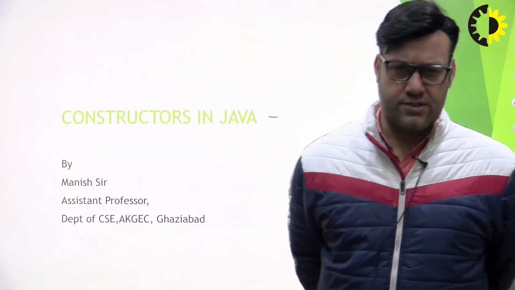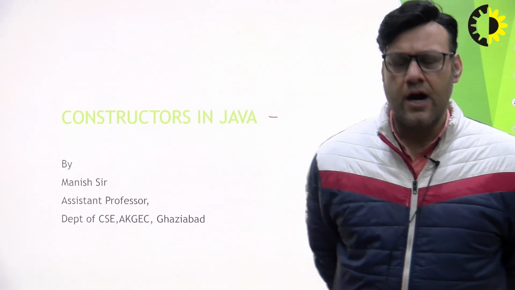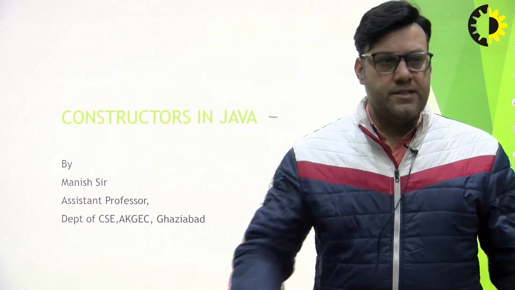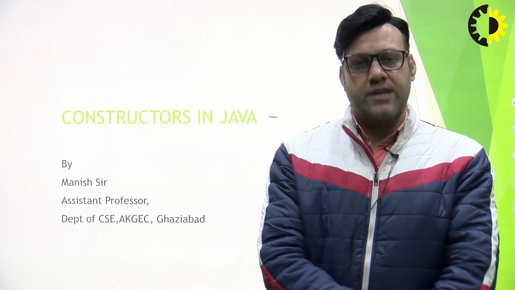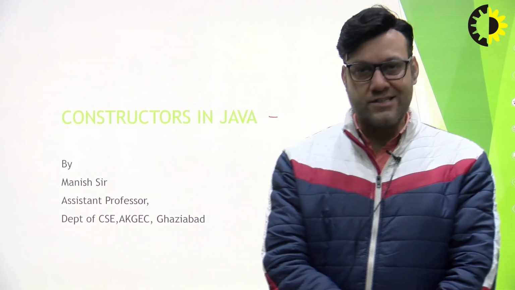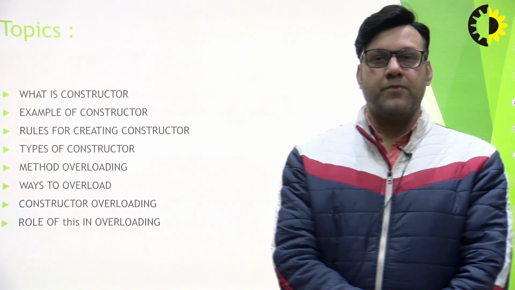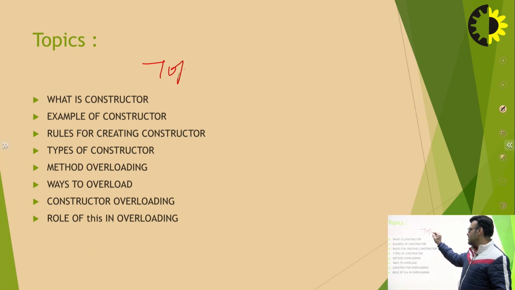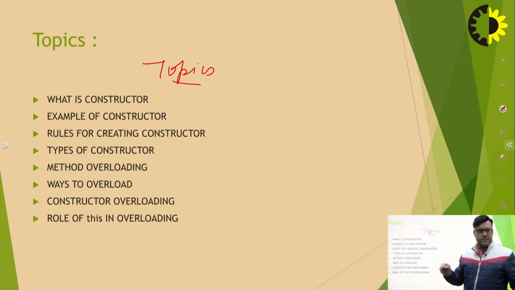There are a number of features that we have already studied, and we also know how to write a Java program. This is an important topic according to our syllabus, that is constructors in Java. Today's topics are: what is a constructor, and the definition of a constructor with the help of an example. Then there are certain rules for creating a constructor that we will see here.